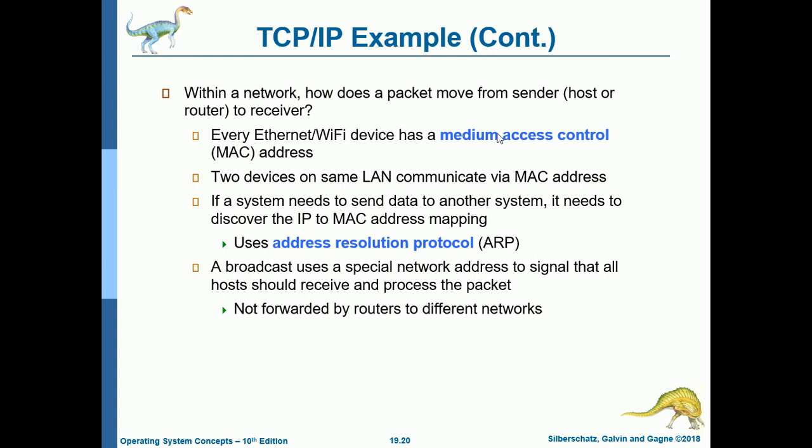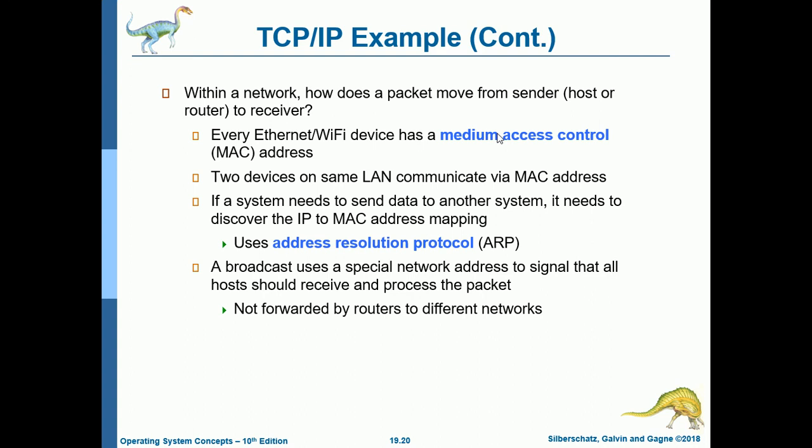Two devices on the same LAN communicate via MAC address. If a system needs to send data to another system, it needs to discover the IP to MAC address mapping. This uses the Address Resolution Protocol, or ARP.